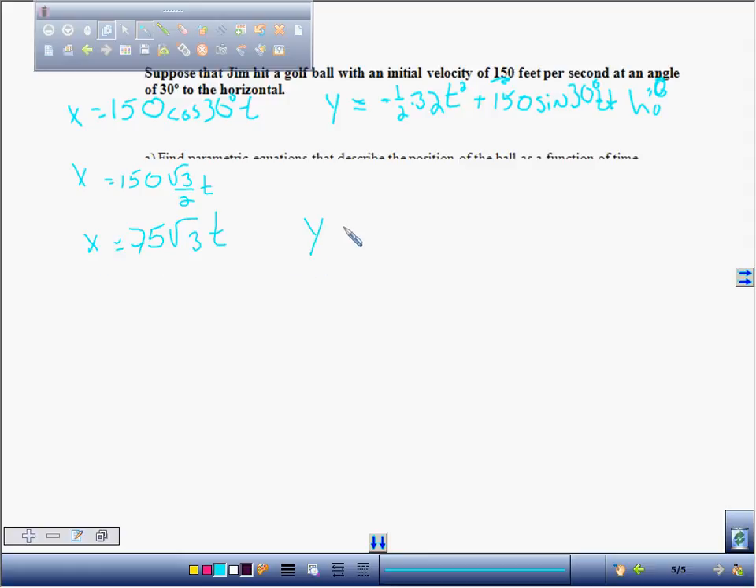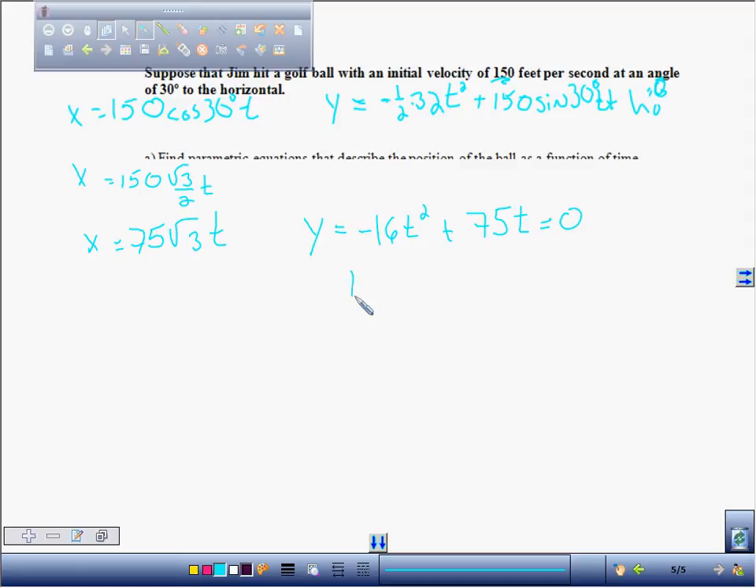And y equals negative 16t squared. Sine of 30 is 1/2 plus 75t. And since this is equal to 0, you could just forget about that. So the first question asks you what? Or the second question? How long is the golf ball in the air? When the golf ball lands, what will its height be? 0. So you set the y component equal to 0, not the x component. So to answer that first question, you set this equal to 0.